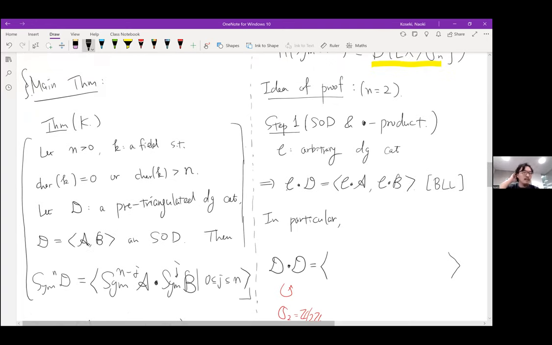And you can think of it as a generalization of the direct sum decomposition for the symmetric product of a direct sum of two vector spaces. Now, if you replace D with a vector space, and if you replace semi-orthogonal decomposition with a direct sum decomposition into two vector spaces, then you know the symmetric product of vector spaces has a direct sum decomposition like this. It's very natural. So let me explain the idea of the proof.